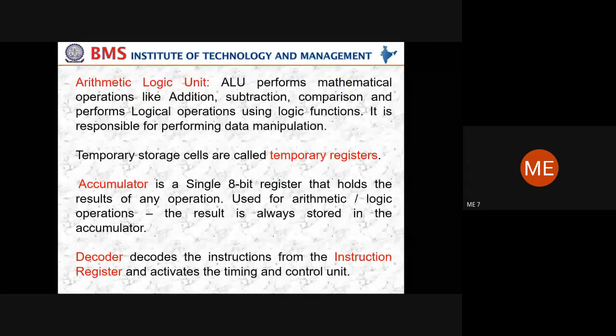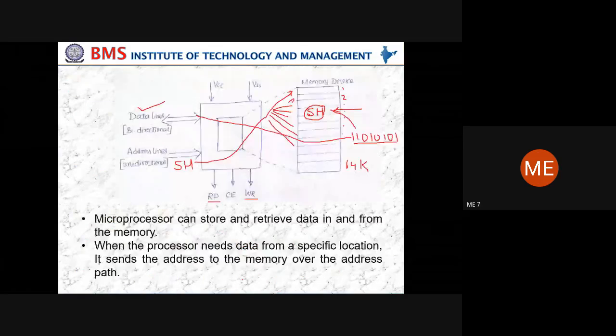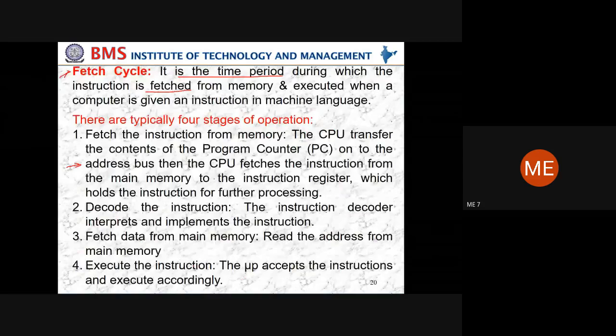If you observe, the instruction decoder decodes the instruction from the instruction register and activates the timing and control unit. It is used for decoding the instruction. That is, the instruction decoder interprets and implements the instruction. Then fetch data from the main memory. That means you have sent the address from where you need to fetch the data. So the instruction decoder understood that and has opened the way for you to fetch the data.